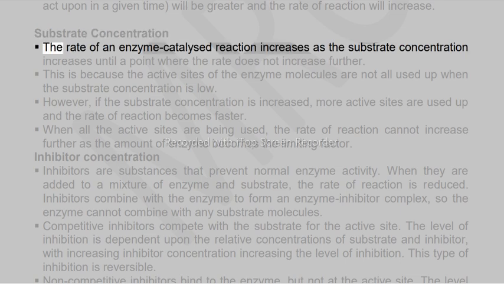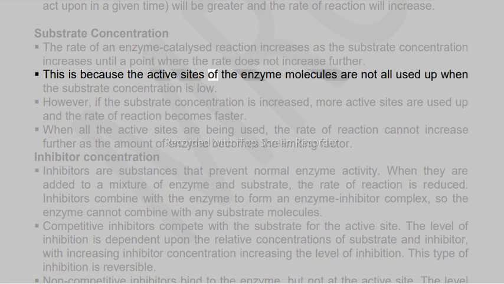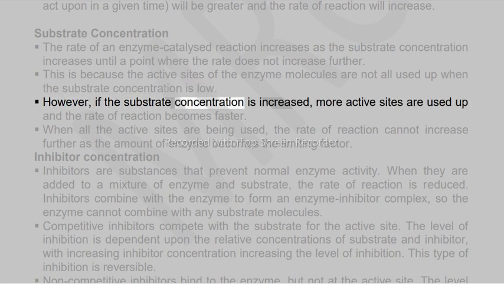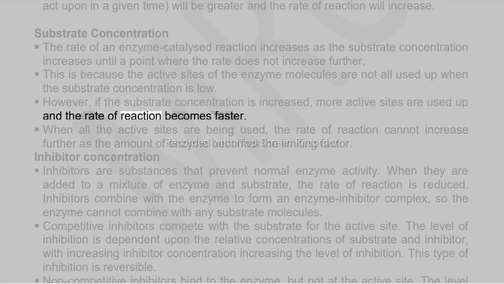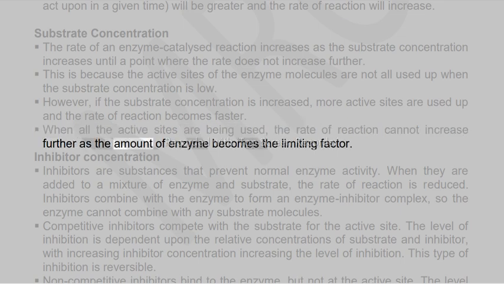Substrate concentration. The rate of an enzyme-catalyzed reaction increases as the substrate concentration increases until a point where the rate does not increase further. This is because the active sites of the enzyme molecules are not all used up when the substrate concentration is low. However, if the substrate concentration is increased, more active sites are used up and the rate of reaction becomes faster. When all the active sites are being used, the rate of reaction cannot increase further as the amount of enzyme becomes the limiting factor.